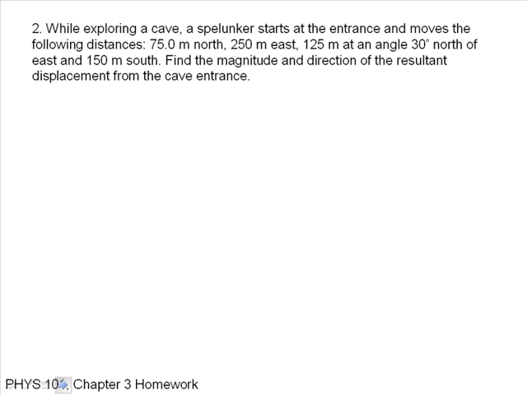While exploring a cave, a spelunker starts at the entrance and moves the following distances: 75 meters north, 250 east, 125 at that angle, and 150 south. Find the magnitude and the direction. I always like to first draw the vectors. So I have 75 north, 250 east, 125 at 30 degrees, so this angle is 30 degrees, and 150 meters south. It's just going to go down a little bit further than that. 150 meters south.